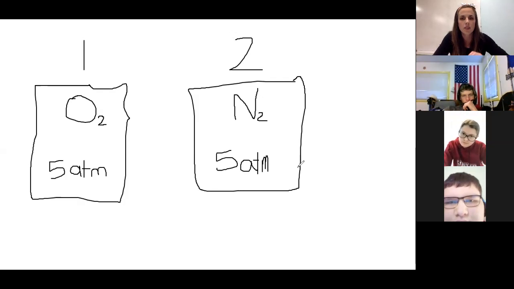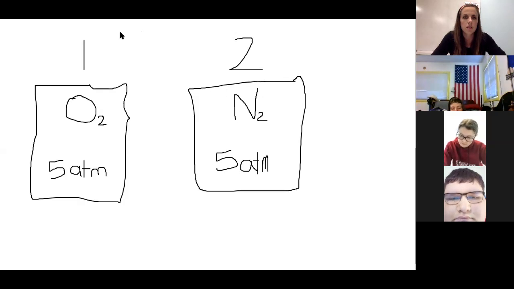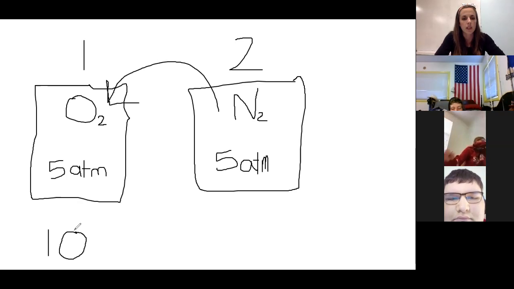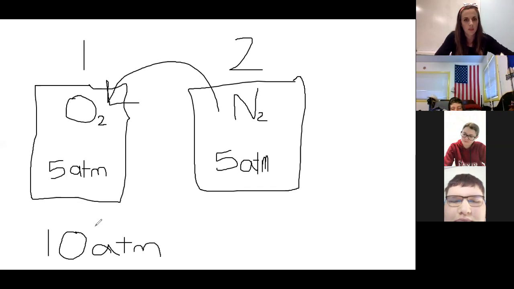Okay, so Dalton's law says that if we were to take all the nitrogen gas from this container and put it in here, then once the nitrogen gas goes in, the pressure in this container, once it's combined together, is now going to be 10 atmospheres. So that's our new pressure once this is combined.